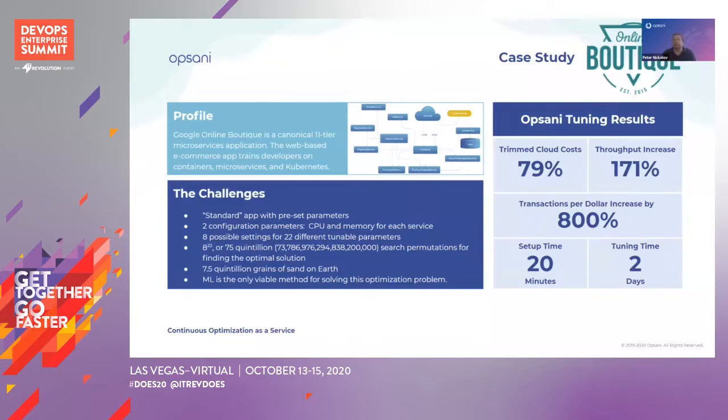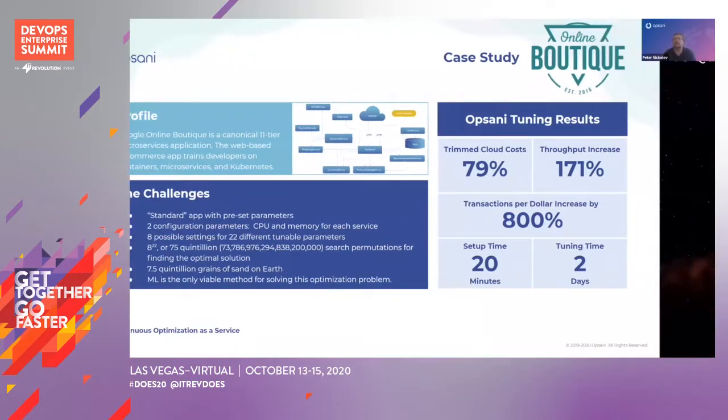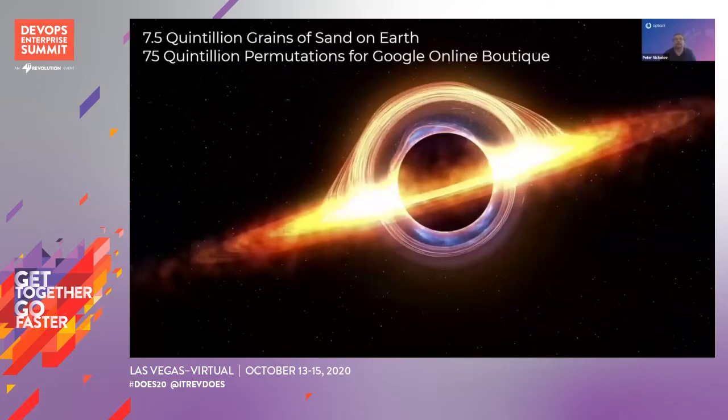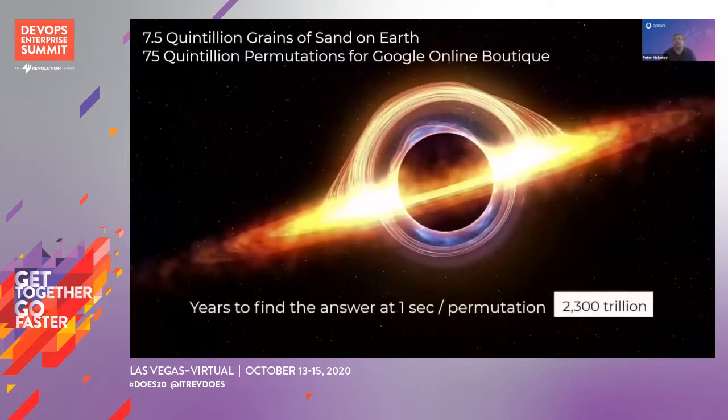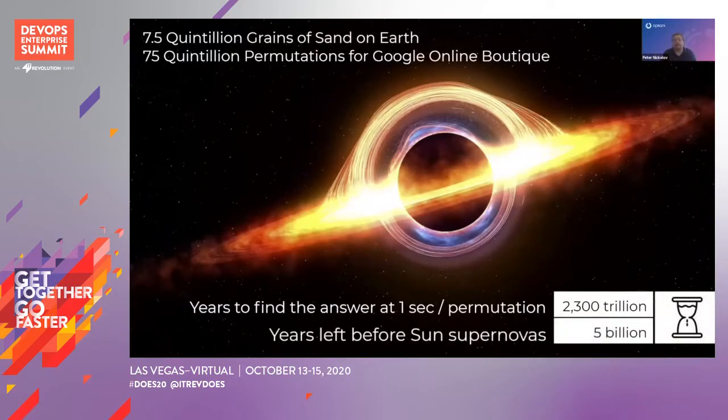We did this with machine learning. Why do we need machine learning for this? Well, let's look at how you would do it differently, let's say, with brute force. If it takes you 1 second to try one of the configurations, it will still take 2,300 trillion years to go through the full configuration space. Even if in your business you can afford to wait that long, you can't, because the sun will go supernova in only 5 billion years. I hope this gives you an understanding of the depth and complexity of the problem.